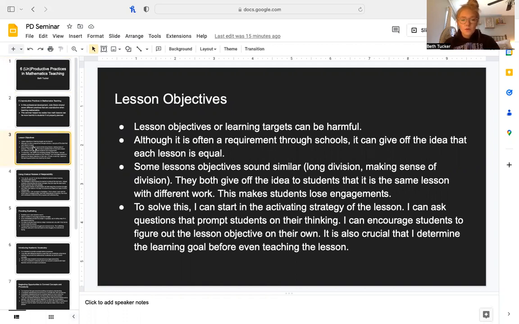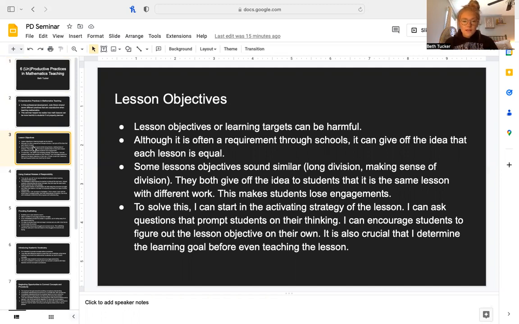Lesson objectives or learning targets can often be harmful. It's usually a requirement through schools, but it can give off the idea that each lesson is equal when they're really not. So, some lesson objectives sound familiar. She gave this example: if you're doing a lesson on long division versus making sense of division, if students see that lesson objective, they're going to think that it's the same lesson, and it makes them lose engagement and not want to pay attention to the lesson.